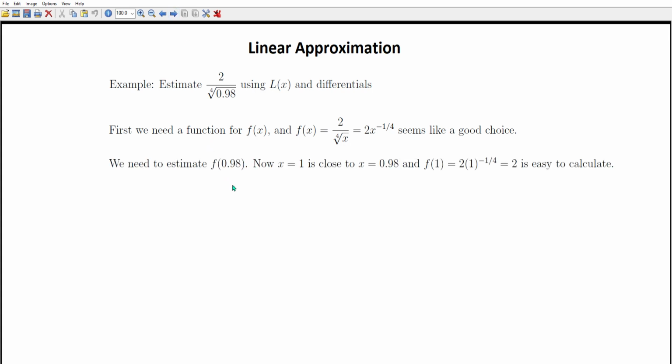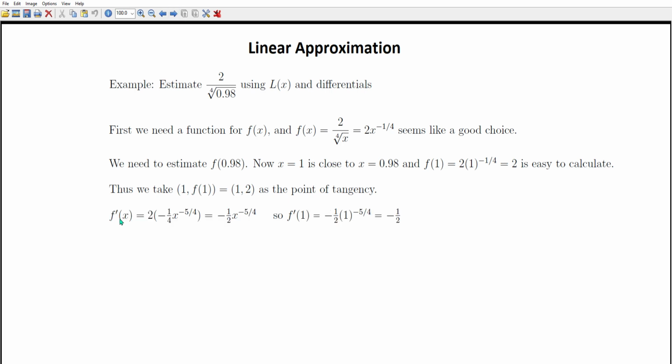And now we need a point of tangency. And x equals 1 is close to 0.98. And notice that the function is easy to evaluate when x equals 1. F of 1 is 2 times 1 to the minus 1/4, which is 2. Easy calculation. And this is the place that we're going to use as our x-coordinate of the point of tangency. Thus, the point of tangency is 1, f of 1. And you notice here that f of 1 is 2 over 1, or 2. So this is our point of tangency.